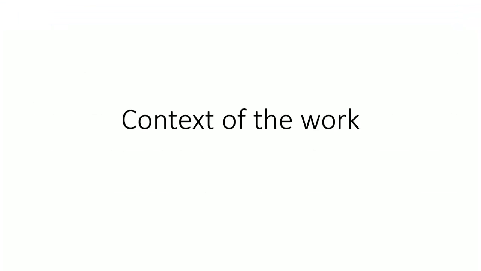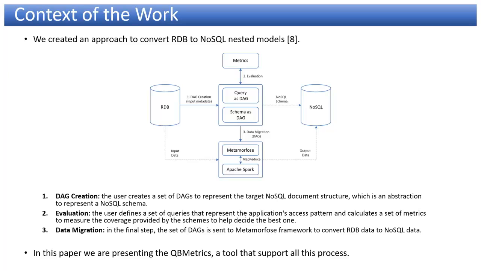Context of the work. We created an approach to convert RDB to NoSQL nested models. In the conversion process, it is possible to structure the RDB entities in several ways to represent the NoSQL schema. Here we present an approach to assist the user. This is an overview of the approach, which is composed of 3 steps.